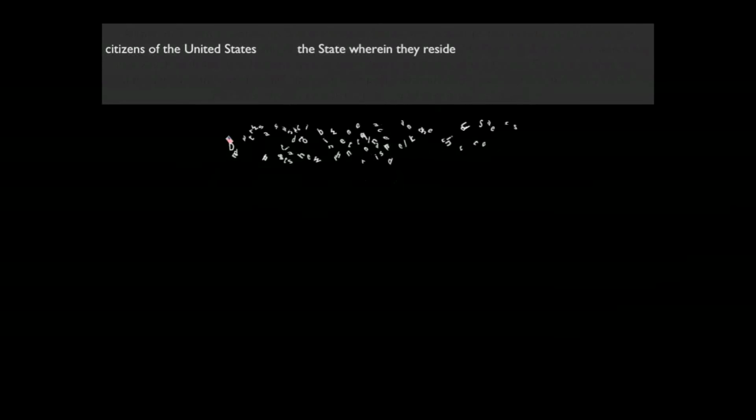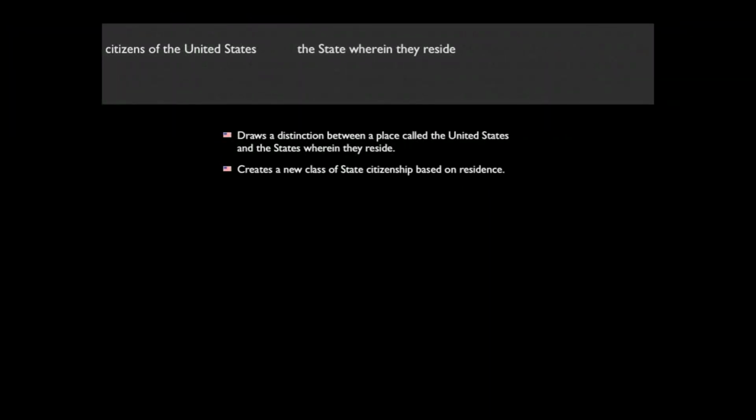So if we look at the first section, all persons born or naturalized in the United States and subject to the jurisdiction thereof are citizens of the United States and of the state wherein they reside. So what they did is they just made a distinction between two places. They're citizens of the United States and of the state wherein they reside. So they did two things. One, they drew a distinction between the United States and then the states. So you know that this is a different physical locale. It's the District of Columbia, so of course it is. And the second thing they did is they created a citizenship in a state based upon residence.